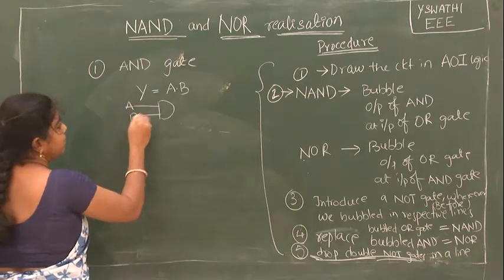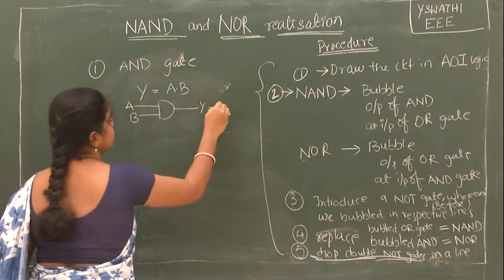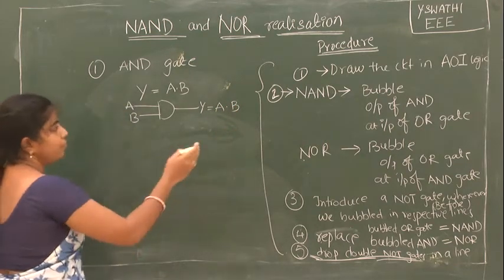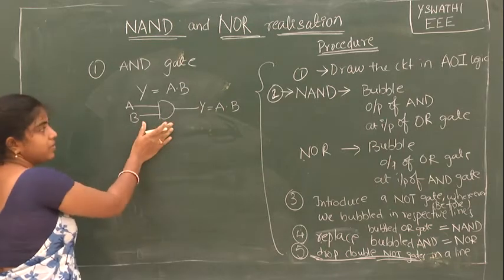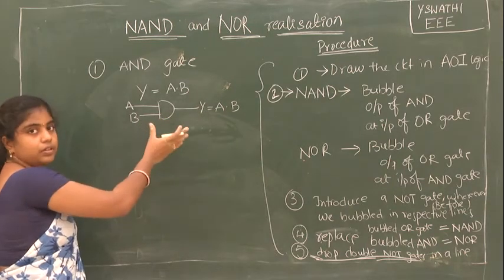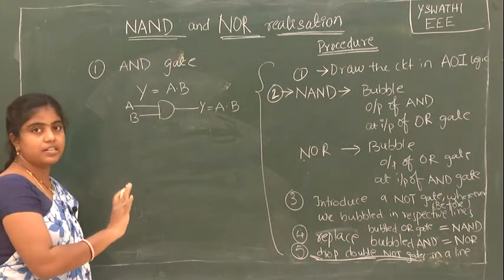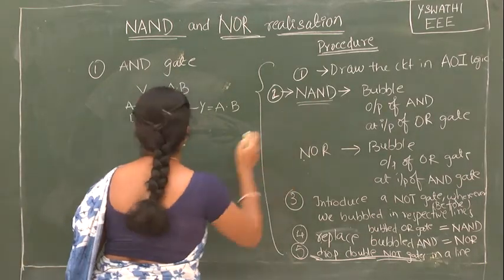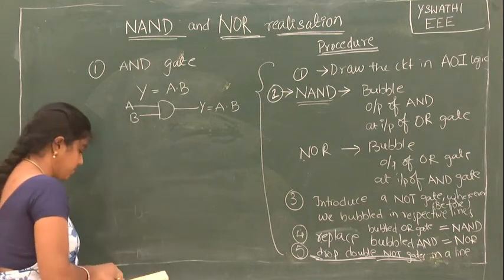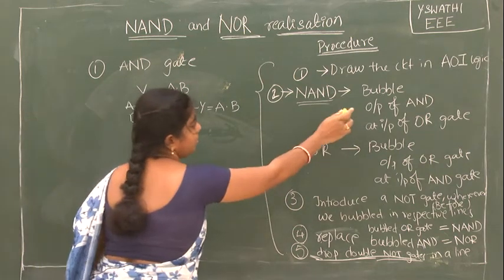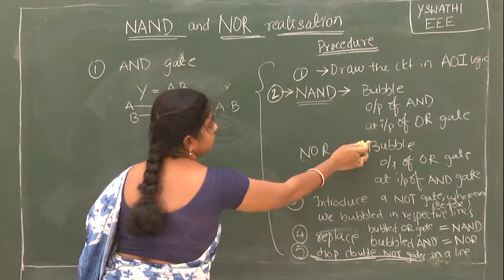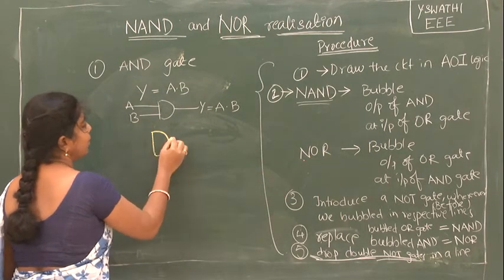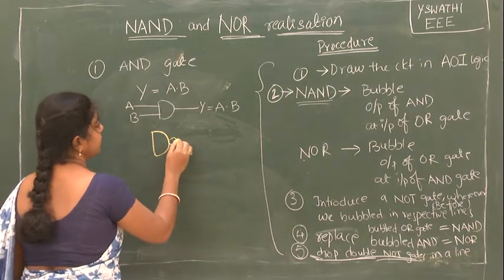If A, B are inputs, our output Y is nothing but A dot B, right? So we draw the AOI logic, because we represented the given expression with one of the basic gates, that is the AND gate. Now we take the NAND gate realization first. In the NAND gate realization, bubble the output of the AND gate.